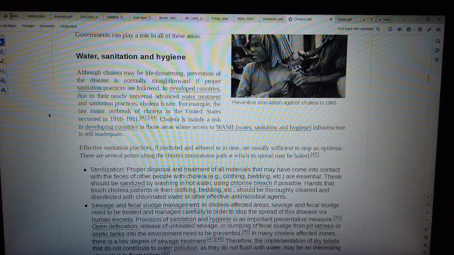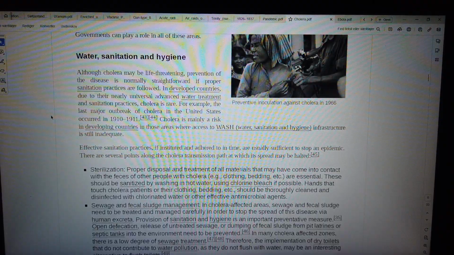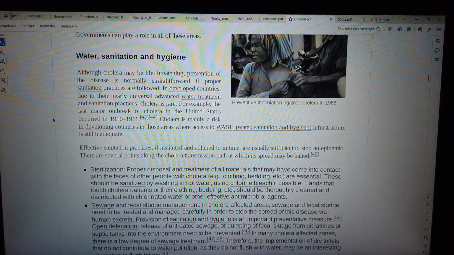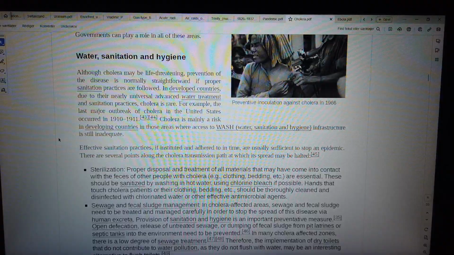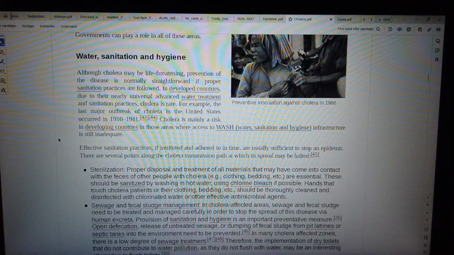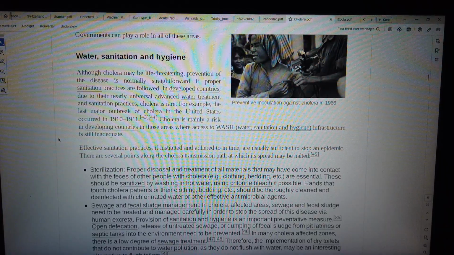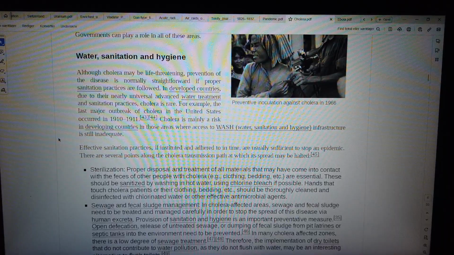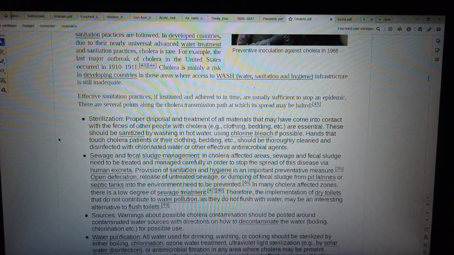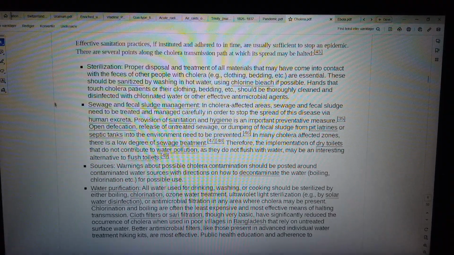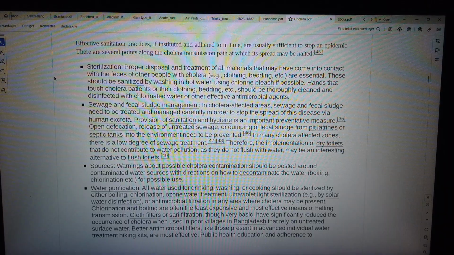For example, the last major outbreak of cholera in the United States occurred in 1910-1911. Cholera is mainly a risk in developing countries in those areas where access to water, sanitation and hygiene infrastructure is still inadequate. Effective sanitation practices, if instituted and adhered to in time, are usually sufficient to stop an epidemic. There are several points along the cholera transmission path at which its spread may be halted.